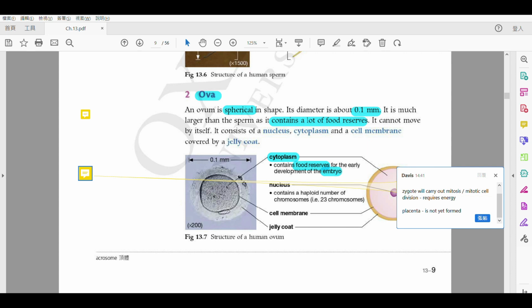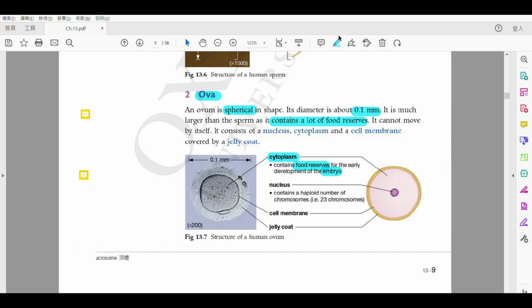Right? So where does the energy come from? For the zygote to carry out mitosis, the energy will come from the cytoplasm. That's why it needs a food reserve. Alright? Okay, so if there is no question, let's move on.